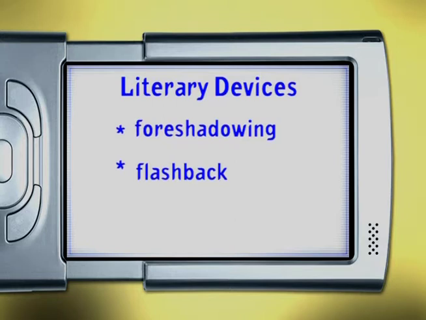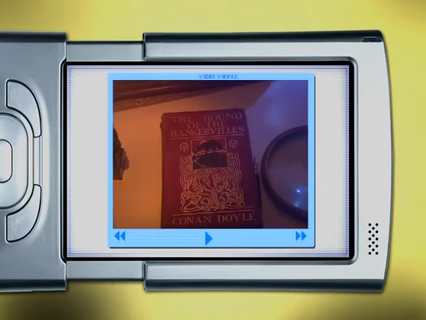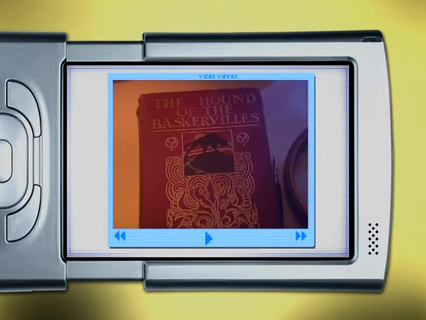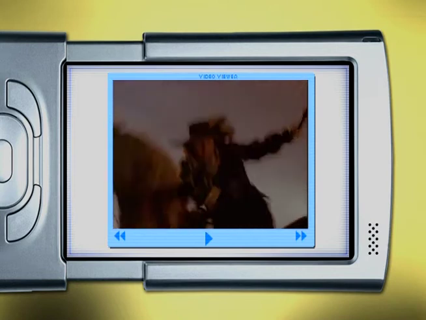A third literary device is suspense. Suspense is apprehension or nervousness about what is going to happen in a story. As you watch this video based on the book The Hound of the Baskervilles by Sir Arthur Conan Doyle, try to spot the use of foreshadowing, flashback, and suspense.